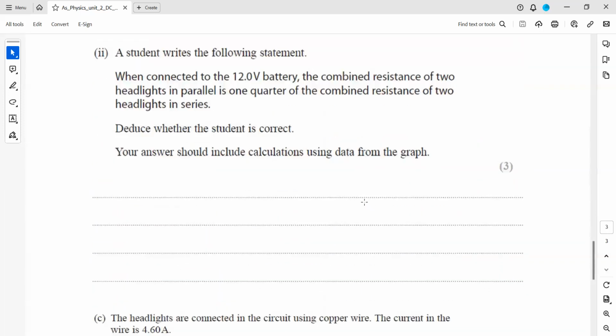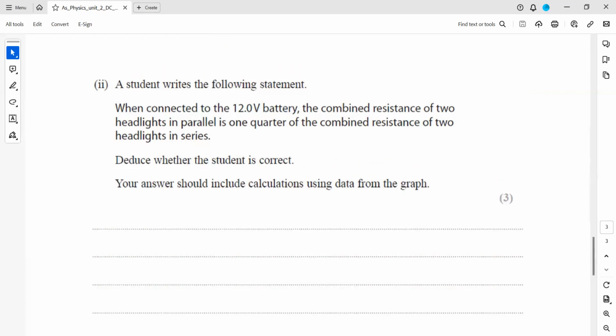A student writes the following statement: when connected to a 12-volt battery, the combined resistance of two headlights in parallel is 1/4 of the combined resistance in series. Deduce whether the student is correct, and your answer should include a calculation using data from the graph. So we already worked out the voltage. When they're connected in parallel, first we work out the resistance of each, and then in parallel it will be product divided by sum.